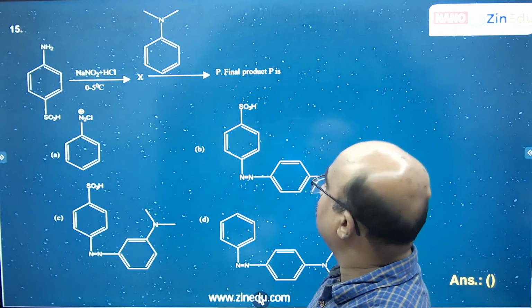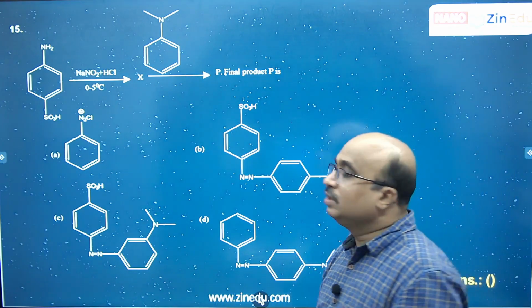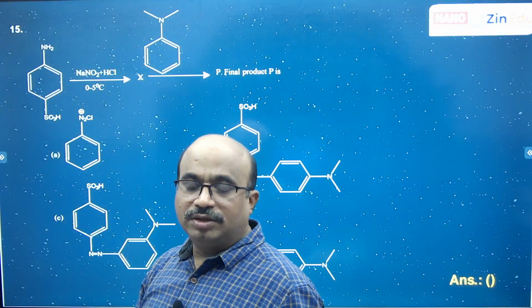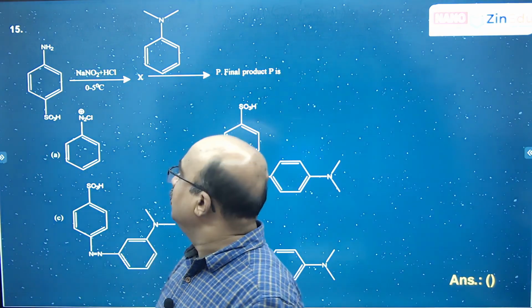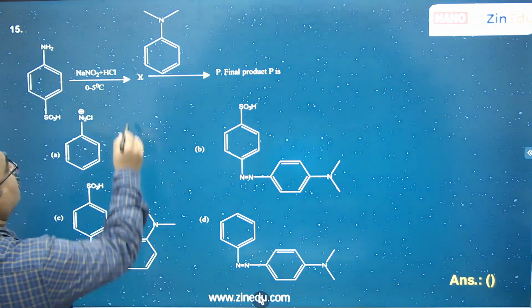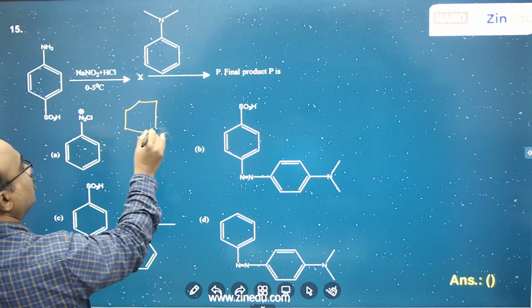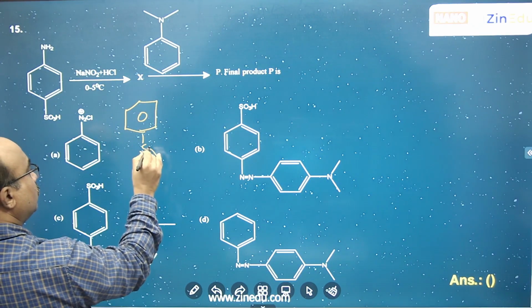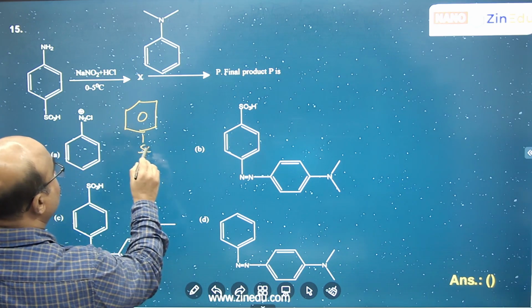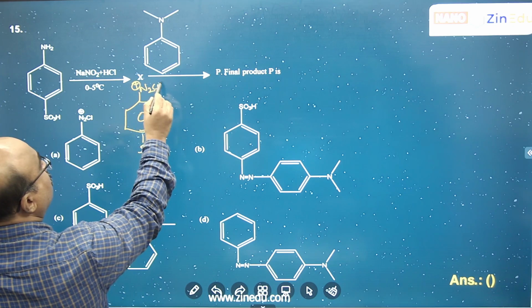In the reaction, when you carry it out, what is P? The final product P is... So it is NaNO2 and HCl with amines, that is a primary amine. The basic reaction is diazotization. So the amine will convert into a diazonium salt. That means your X is this one, not this actually. It is SO3H, N2 plus and Cl minus. That is X.